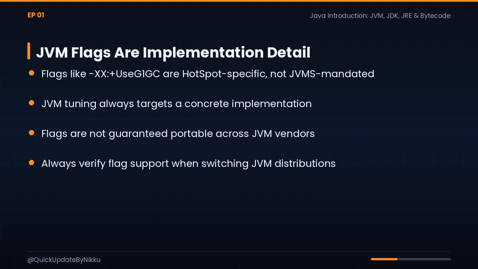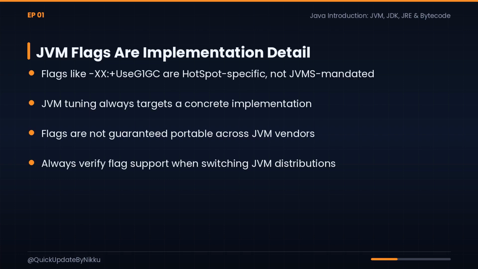When you tune JVM flags in production, you are communicating with a specific implementation, not with the specification itself. The JVMS says nothing about -XX:+UseG1GC or -XX:MaxHeapSize, those are HotSpot inventions. This is why a flag that works perfectly on HotSpot may be silently ignored or may not even exist on OpenJ9 or GraalVM.